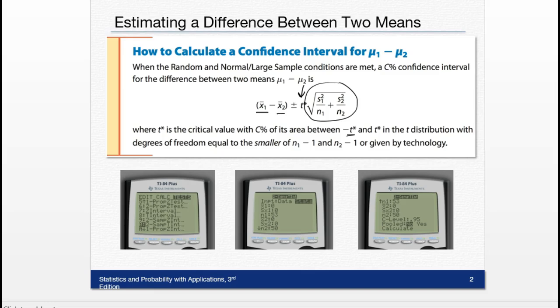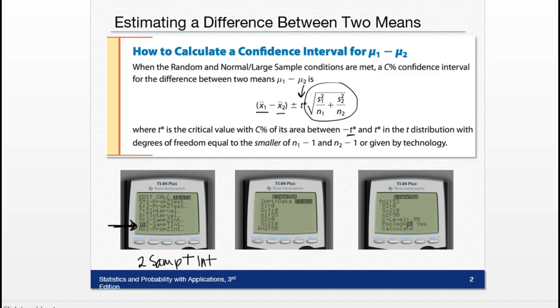Now, running the test itself, you're going to use a calculator. So you would go to stat test, and I want you to notice it's test number 0, okay? It's the 2-sample t interval. Be careful that you don't pick the 2-sample t test. Then, just like before when we did means, it'll ask you, do you want to use the data in your calculator or do you want to use given statistics? So depending on the problem, you might need to use data.